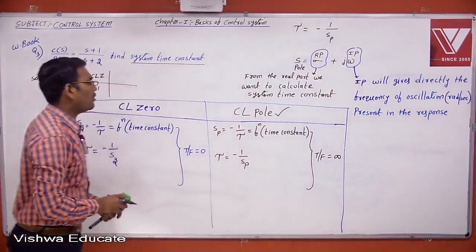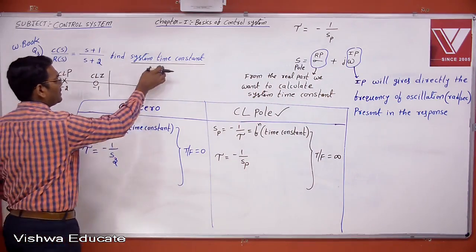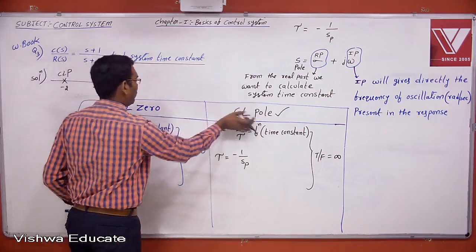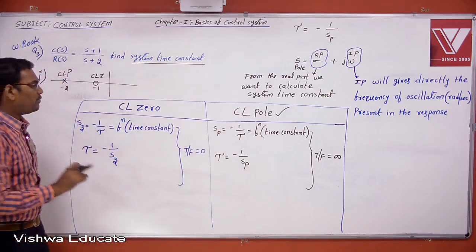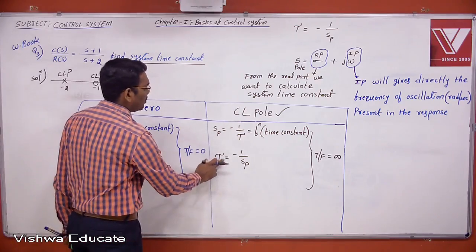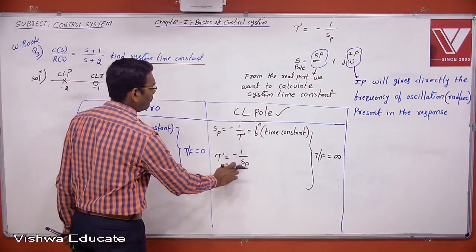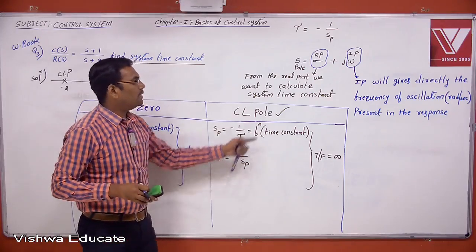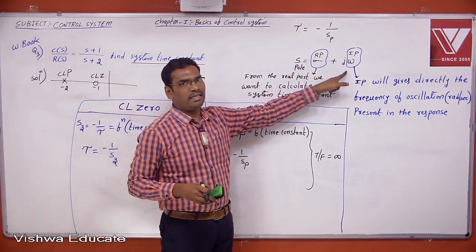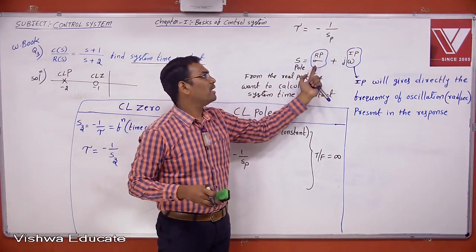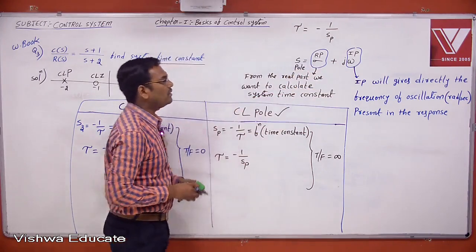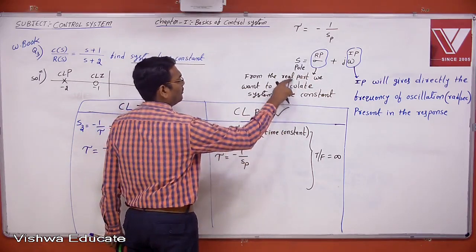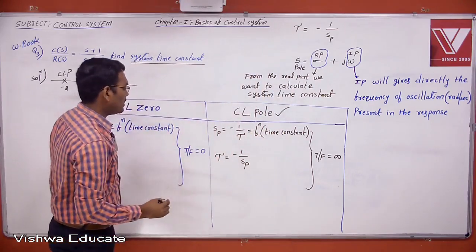Now you tell me, for finding the system time constant, we consider only poles, because the characteristics come only from the poles, not from the zeros. Therefore, what is the time constant definition? Time constant is nothing but the negative of the reciprocal of the pole. Then the pole has a real part and an imaginary part. Which part do I want to consider, real part or imaginary part? Yes, I want to consider the real part, because for finding the system time constant, we can utilize the real part.